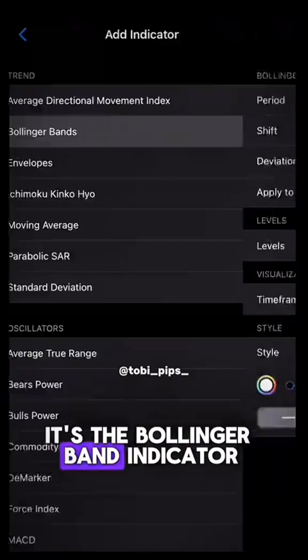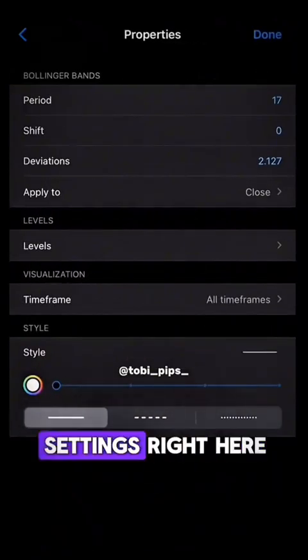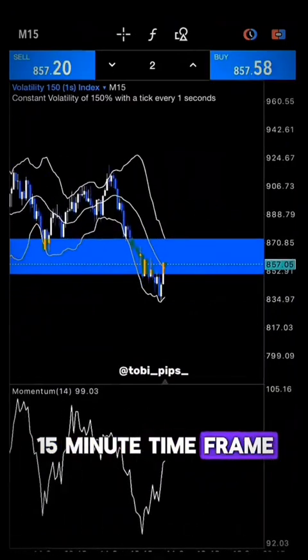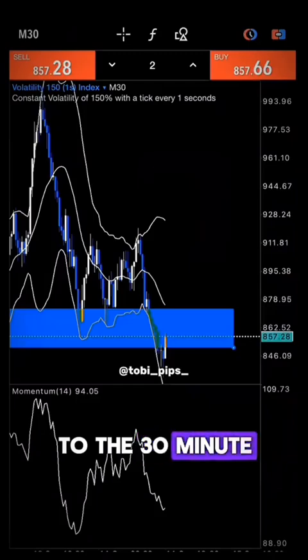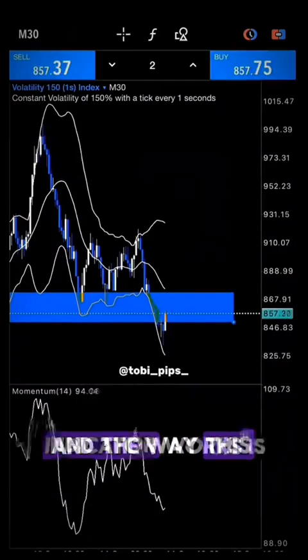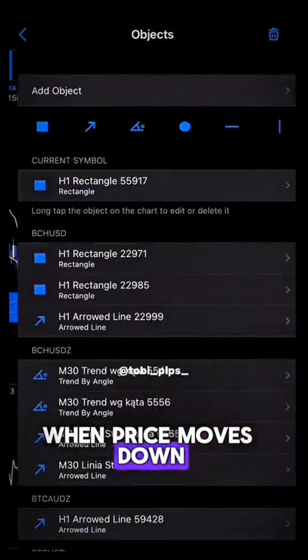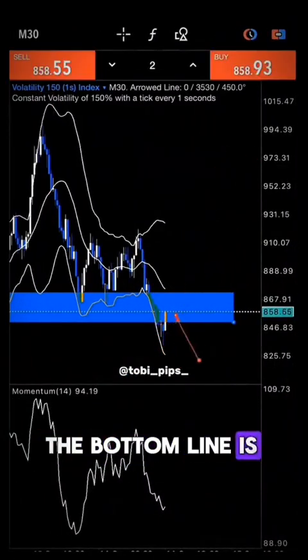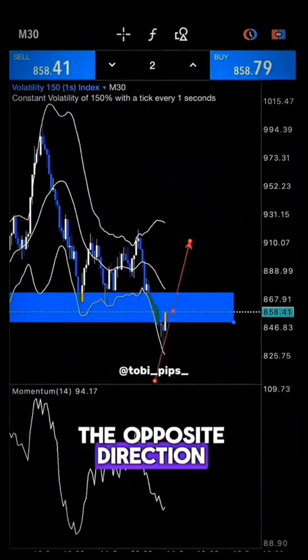It's the Bollinger Band indicator. You can copy the settings right here, but now I have it enabled on the 15-minute time frame. You know what, let me switch it to the 30-minute time frame real quick. And the way this indicator works is when price moves down to touch the top or the bottom line, in this case the bottom line, it is expected to move in the opposite direction.